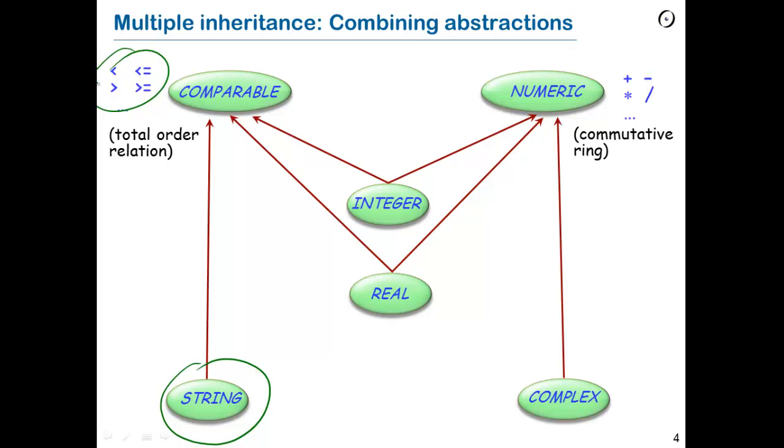And on the other hand, we have complex numbers as an example of objects that are numeric, meaning they have all the operations on the right with the properties of a commutative ring, but they're not comparable. There's no useful total order relation on complex numbers. So this is to indicate that the two abstractions, comparable and numeric, really should be different, and then we can use multiple inheritance to combine them. This is perfectly normal and standard.